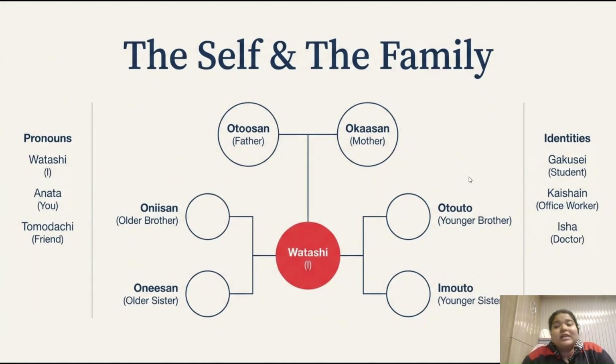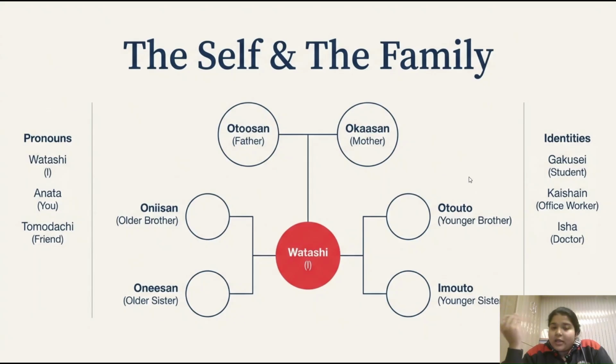Okay, now what exactly are identities and pronouns? Over here at the center, I've taken watashi, which is I. You can take you, which is known as anata. You can take your friend, it is tomodachi. And what exactly are the identities of these people? Your family members may be going to school, going to work, or can be a doctor or any of the above. So a student in Japanese is known as gakusei.